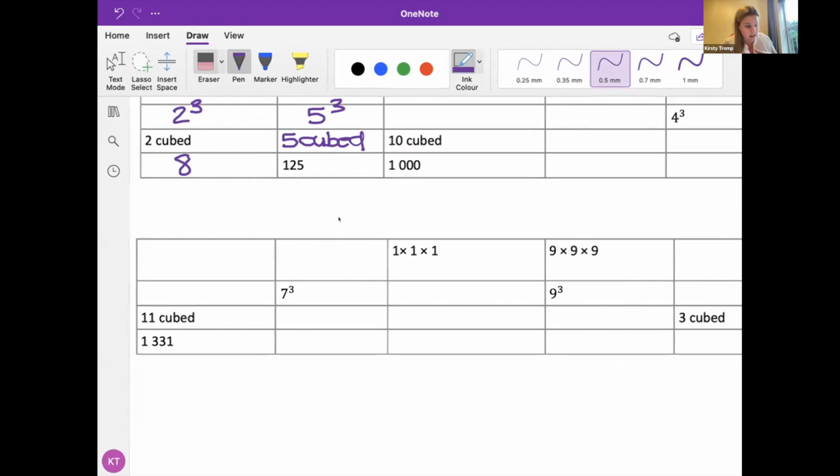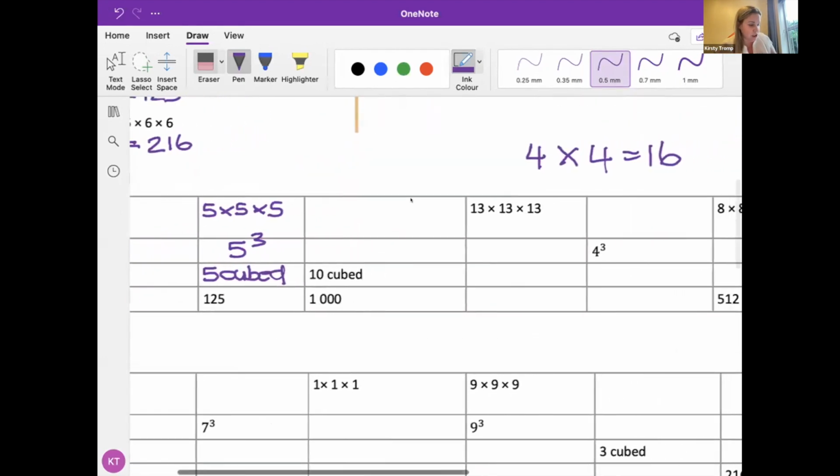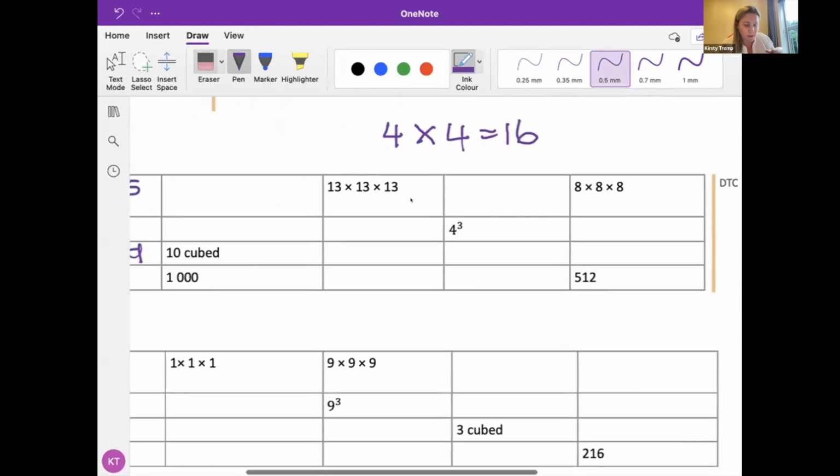You ready? Yes, ma'am. Okay, right, everybody, let's have a look. I'm sure you've done these 3 for me, and I know some people asked me to move the screen down, so some of you have moved. So let's have a look.